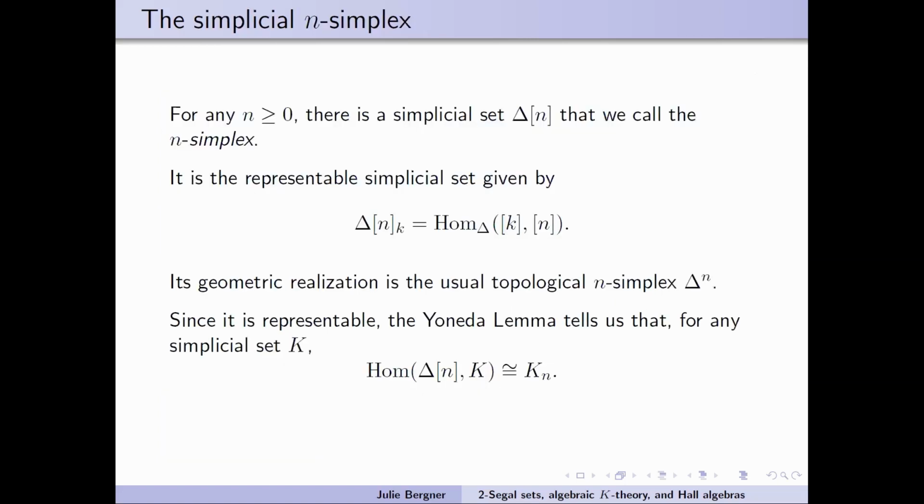All right, so for any n, there's a simplicial set that I write as Delta bracket n, we call the simplicial n simplex. This is the representable simplicial set, so it's given by Homs in Delta into that fixed n. So its set of k simplices will be all the maps in Delta from k to n.